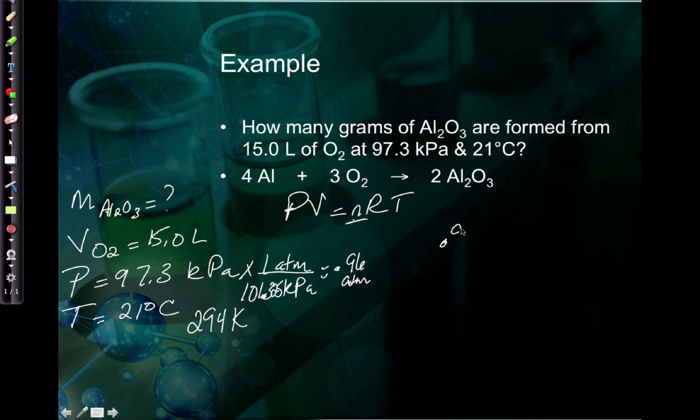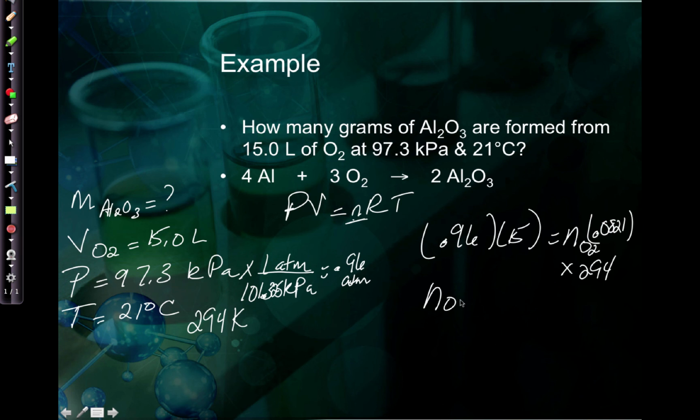So pressure is 0.96, volume is 15 liters. N is what I'm looking for. I'm looking for the N of O2. R is 0.0821. I'm going to multiply that by the temperature, 294. So when I go through and do the calculation, I am going to get 0.597 moles of O2.